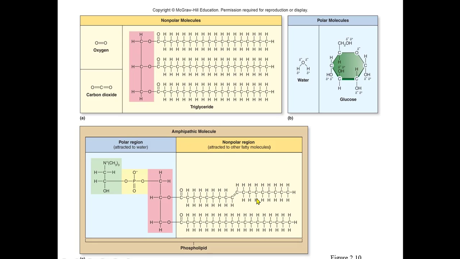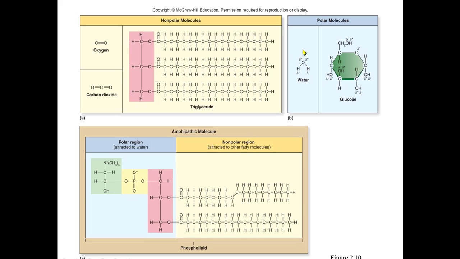This down here is nonpolar, and therefore it's attracted to the fatty side. And since one side likes water and one side hates water, right? One side likes, one side doesn't, that's why it's called amphipathic. Okay, that's how it works.